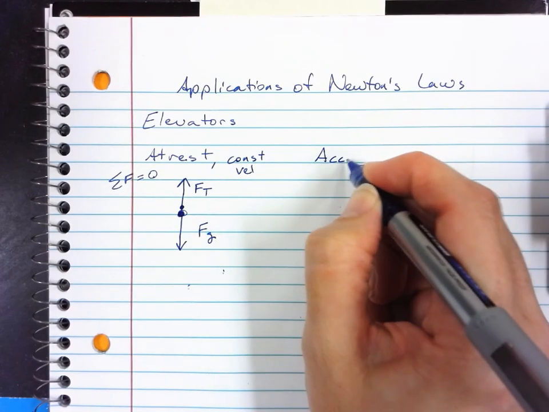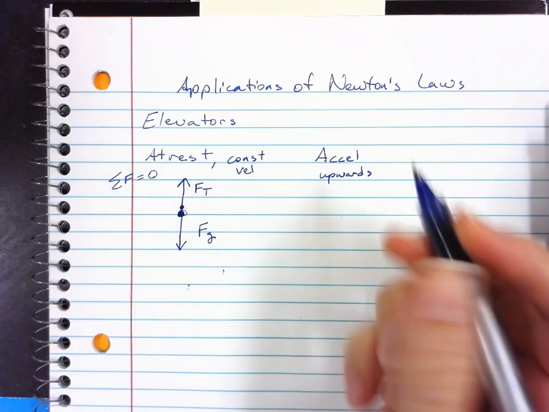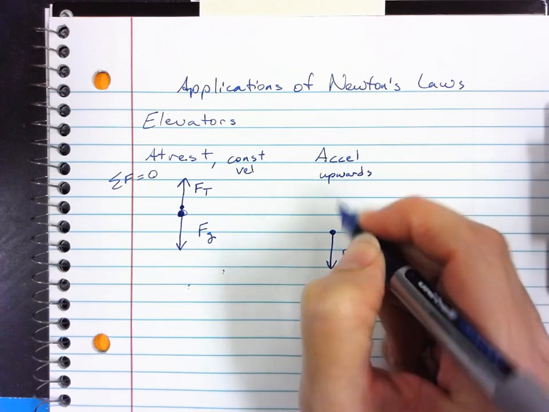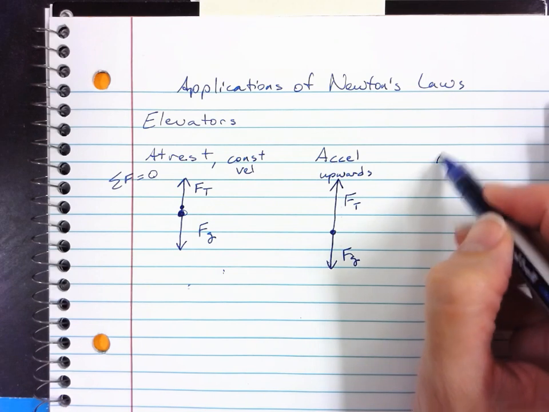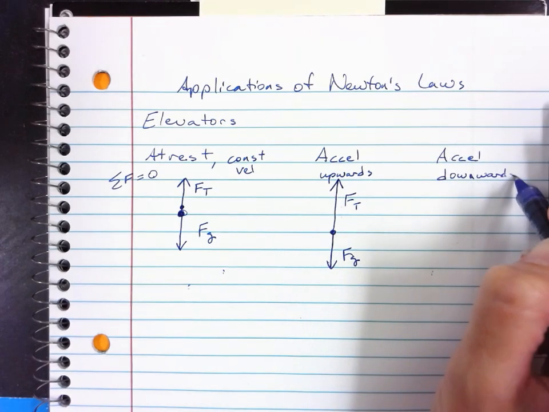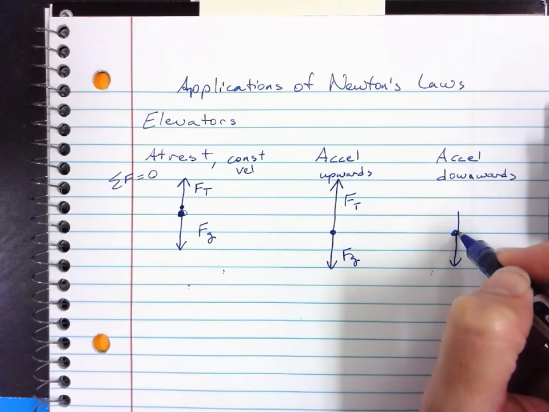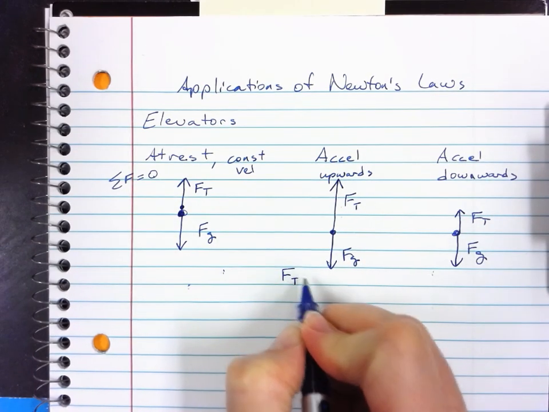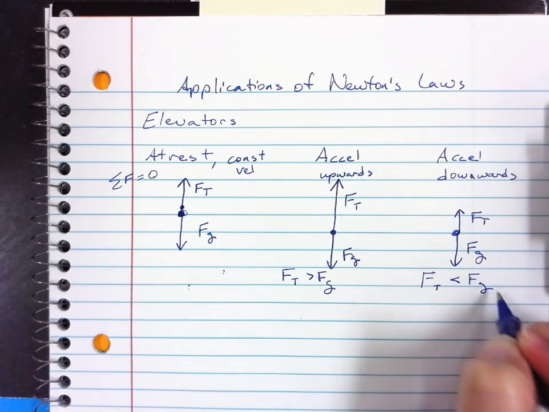Now, in order to accelerate upward, we need a greater tension than the force of gravity. So if my force of gravity is 2 notebook lines long, I need my upward tension to be bigger. If I want to accelerate downwards, again using force of gravity as 2, I need a shorter tension. So the tension is greater than the force of gravity here. The tension is less than the force of gravity here.